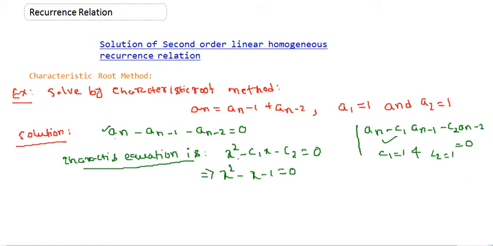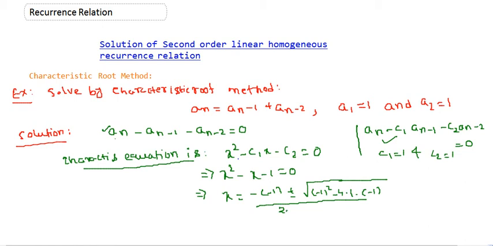So what will be the roots of this equation? We are going to use the Sridharacharya formula. After using it, we get x equals minus b plus or minus the root of b squared minus 4ac, divided by 2a. So we get x equals 1 plus or minus root 5, over 2.